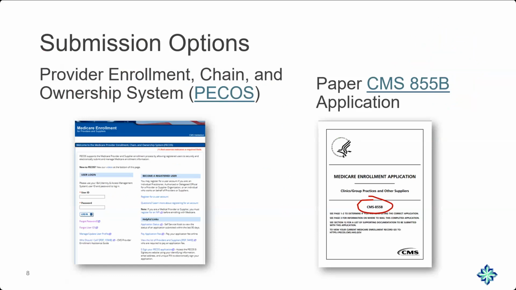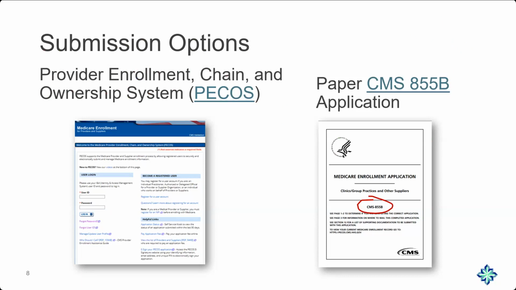So your submission options for the CMS 855B and all CMS 855 forms are between submitting electronically, which is the provider enrollment chain and ownership system, also known as PECOS, and the paper CMS 855B. For both of these, I have included links both to the PECOS system and to the PDF template that we refer to as the paper 855B.